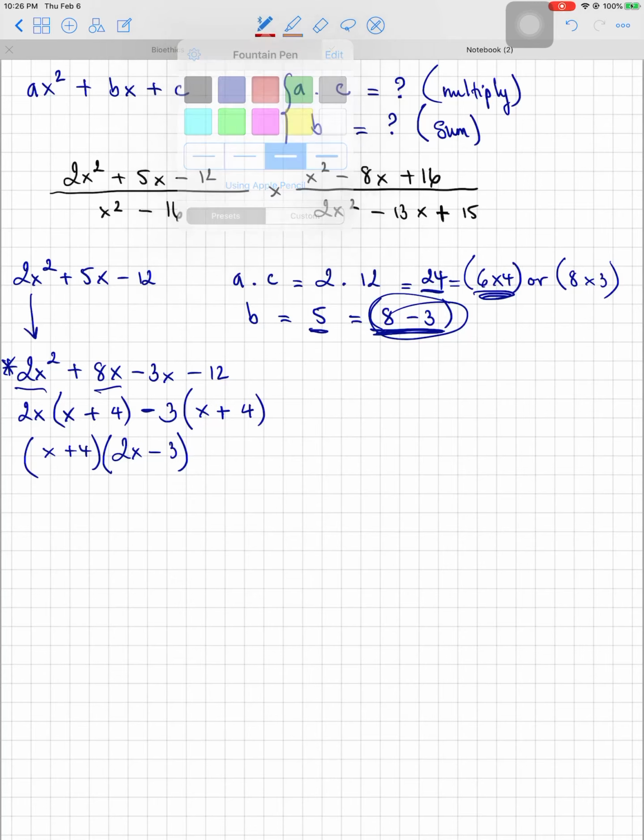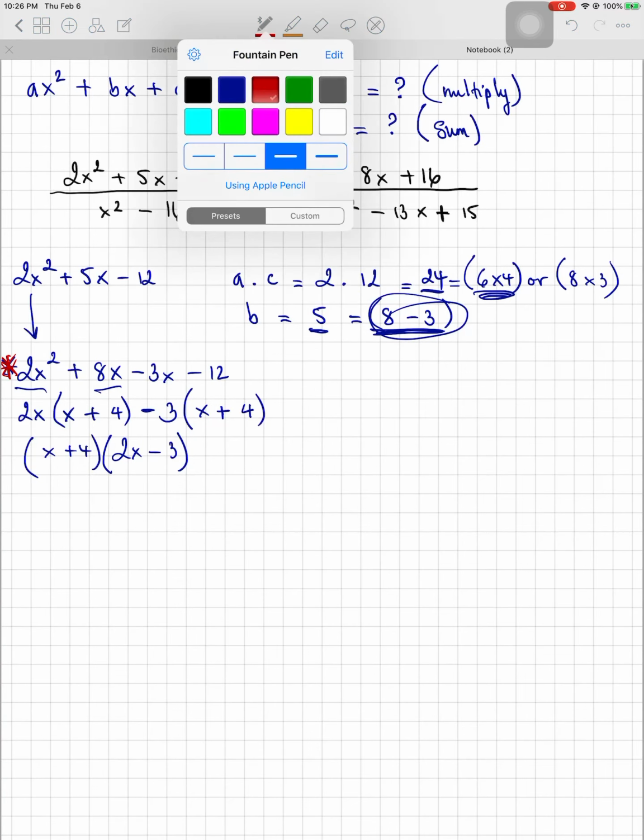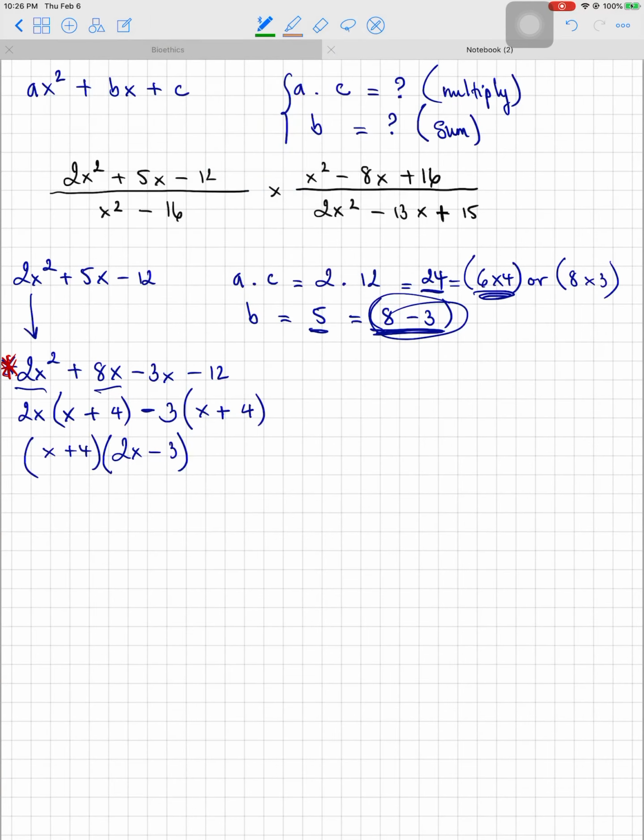I want to mark it red so it's easier to see. Okay. So now we're gonna do the second one, this bottom one right here: x squared minus 16. We can see the 16 right here, and we can rewrite it as 4 squared. So we have x squared minus 4 squared.